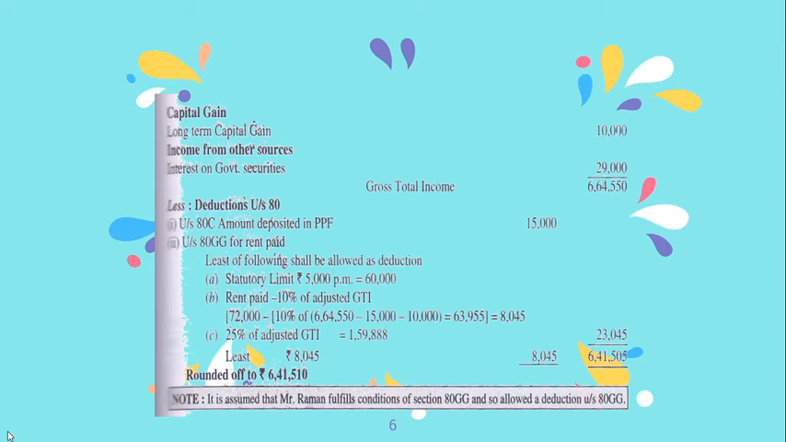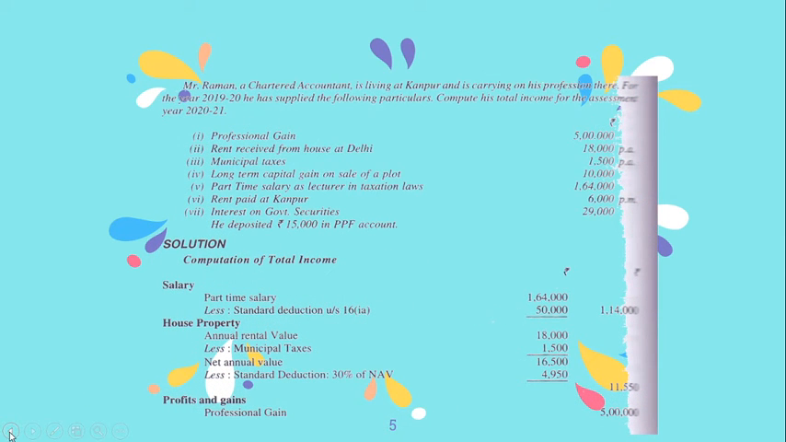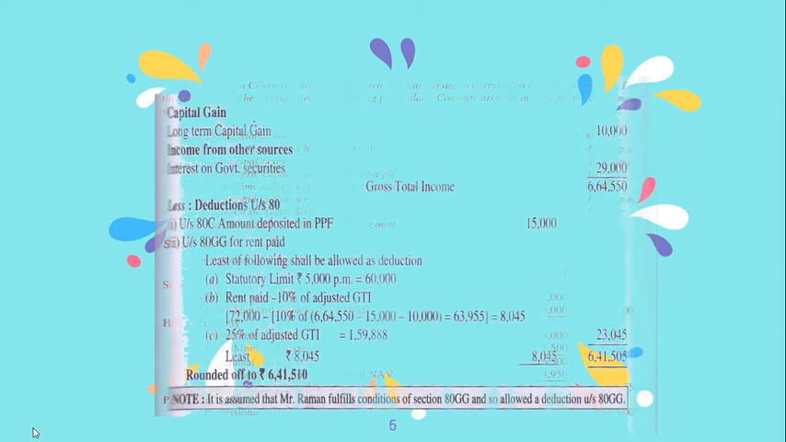So a recap of the question. This is what he has paid as rent at Kanpur. Now 25% of adjusted gross total income, 25% of 6,64,550 minus 15,000 minus 10,000. So it is 25% of 6,39,550, and 25% of that is 1,59,888. Among these three, 60,000, 8,045 and 1,59,888, whichever is less, 8,045 is given as a deduction.